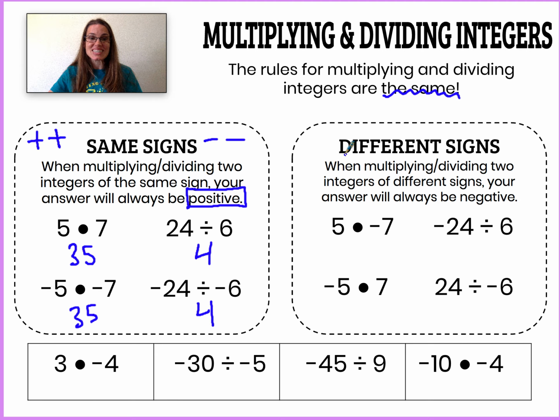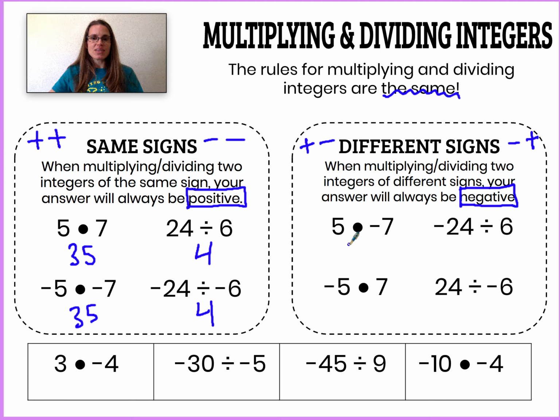Okay, the other case, different signs. Original numbers have one positive and one negative. One positive and one negative. Doesn't matter: negative, positive, positive, negative. When this is the case, my answer will be negative. So same signs, answer is positive. Different signs, answer is negative.